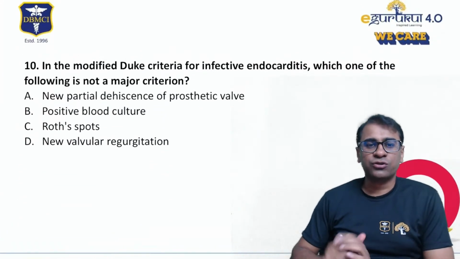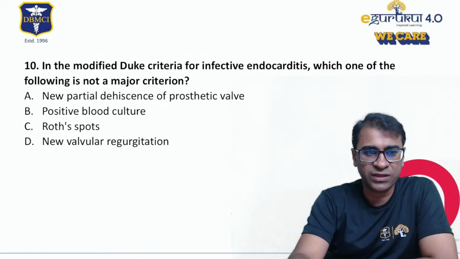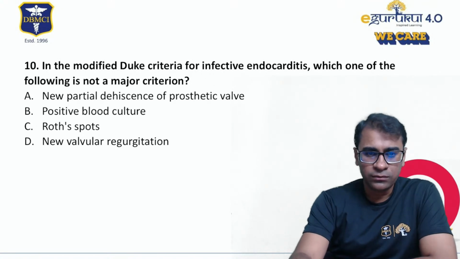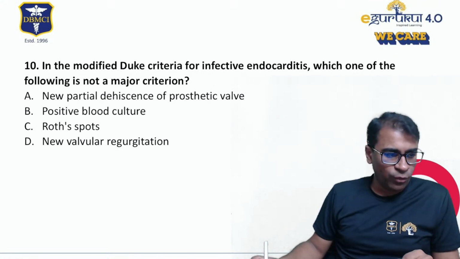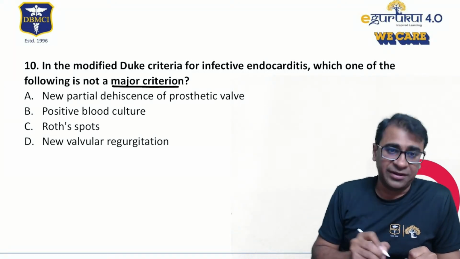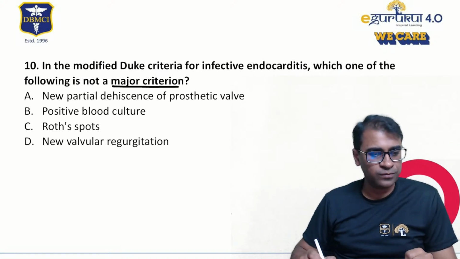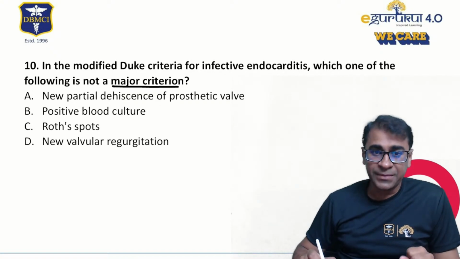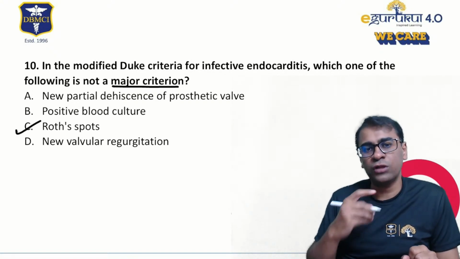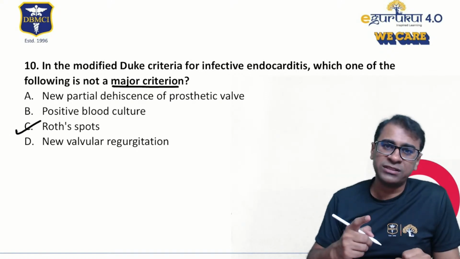Okay. This question 10. Fatafat. What is the answer? So in modified Duke's criteria, the following is not a major criteria. So I think we should discuss. First of all, tell me the answer here. Yes, the answer is simply Roth spots. Roth spot is not a major, it's a minor criteria. And now I will ask you, what is the major, what is minor?